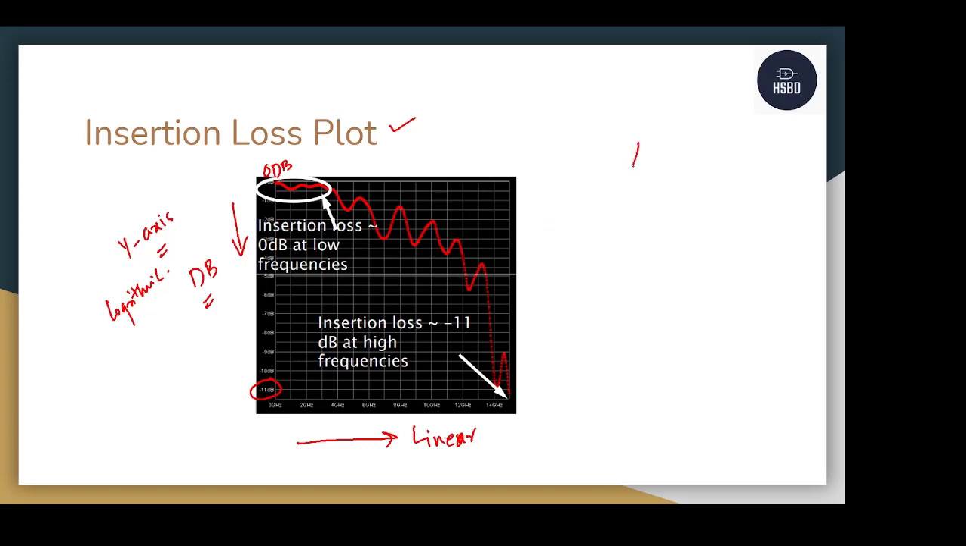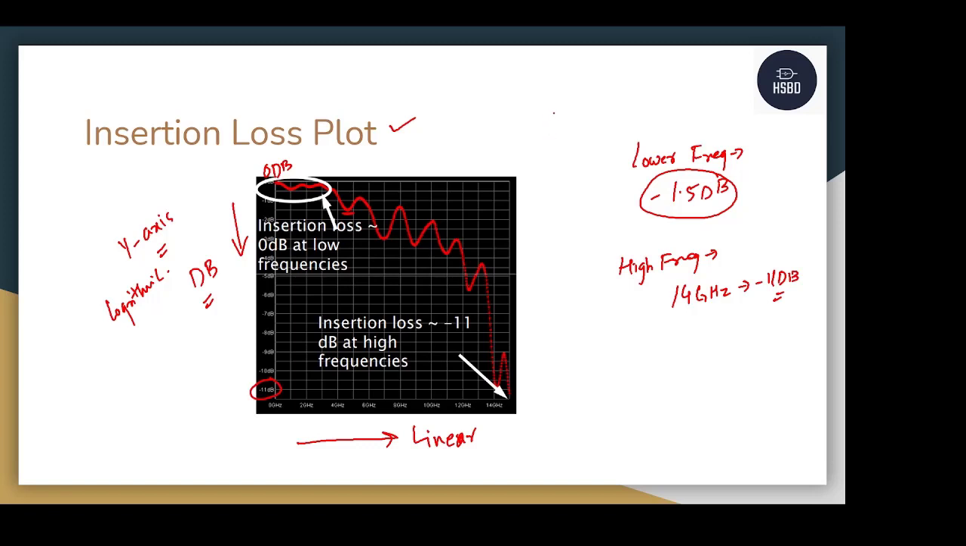At lower frequencies, as per this example, let us take 4 gigahertz. At 4 gigahertz, it was around minus 1.5 dB. And at high frequency, as you can see here, at 14 gigahertz, it's around minus 11 dB. So the value of insertion loss should be nearest to 0 in order to be a better transmission line, or better transmission of signal.